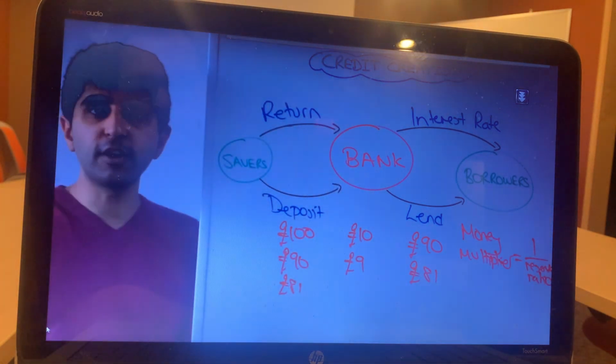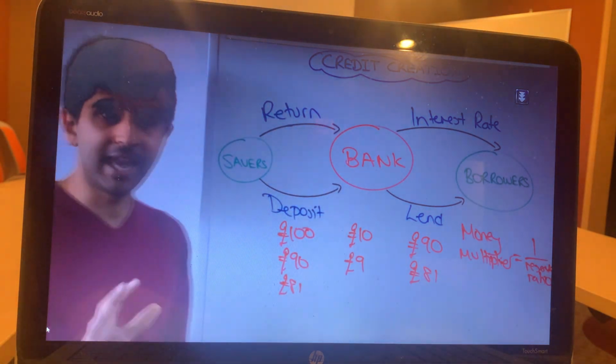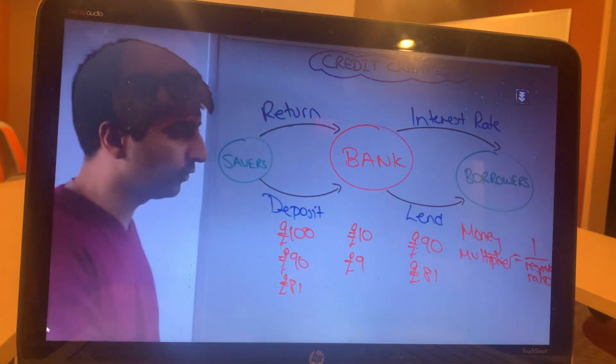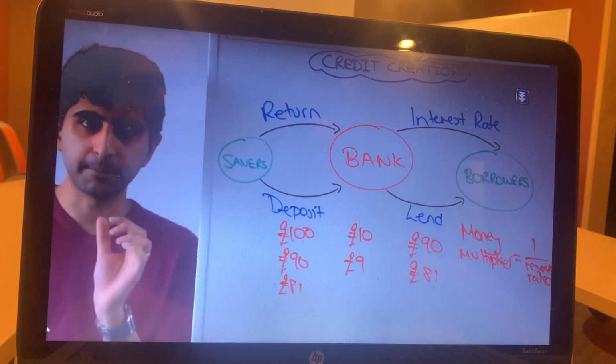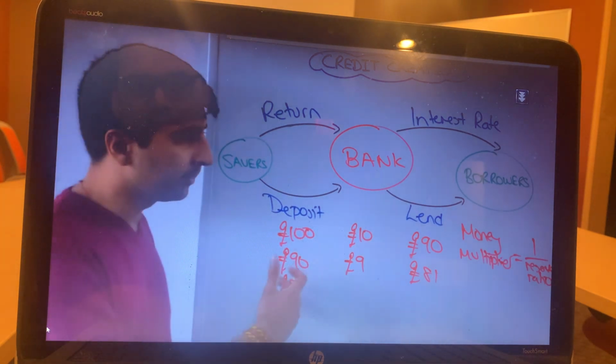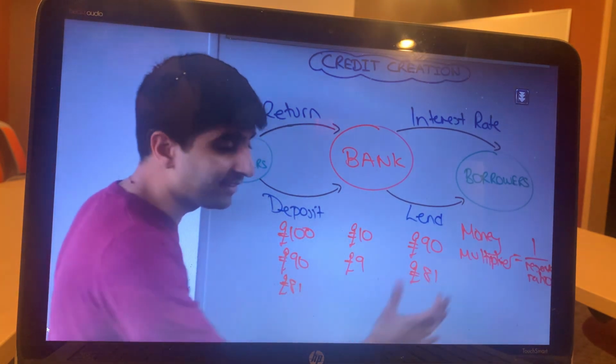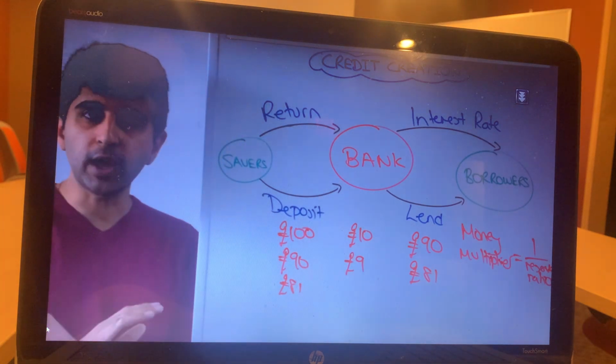is 1 over the reserve ratio, or the reserve requirement. In the UK, the reserve ratio is not set by the Bank of England yet. There's no regulation in place at all. But in the US, there is a regulation of how much commercial banks must keep in their banks when deposits are made. And that is 10% in the USA. In the UK, it's not there.